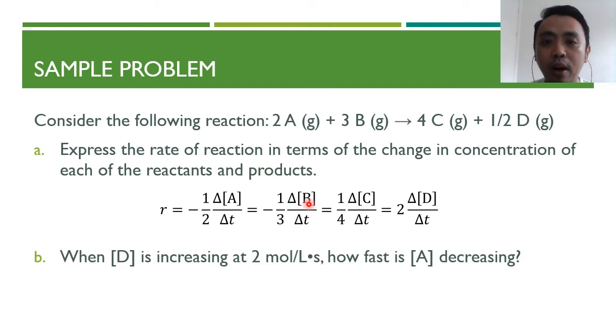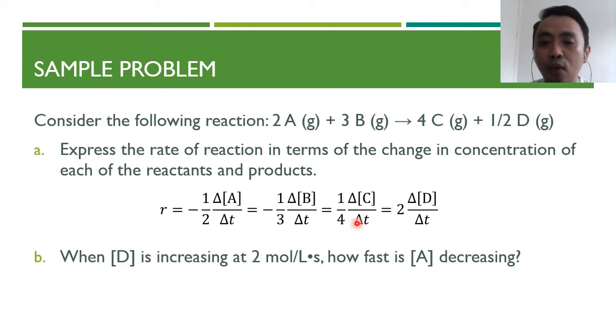Now, moving on to the products, we have the following. So we have 1/4 delta C over delta t. Notice here that there is no negative sign. The reason being that C is a product. And furthermore, the value of 4 here comes from the coefficient in the balanced chemical equation, which for C is equal to 4. Delta C over delta t represents the rate of appearance of the product C.